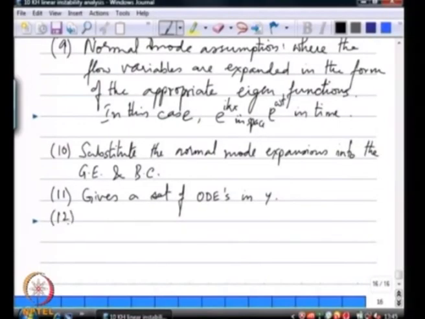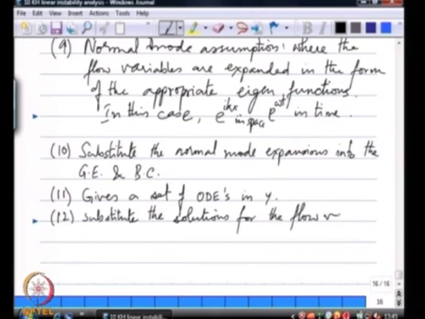So, if I say I have a set of ordinary differential equations in y, so I now know the complete solution. So, substitute the solutions for the flow variables into the boundary conditions, and what that does is it yields a dispersion relation.